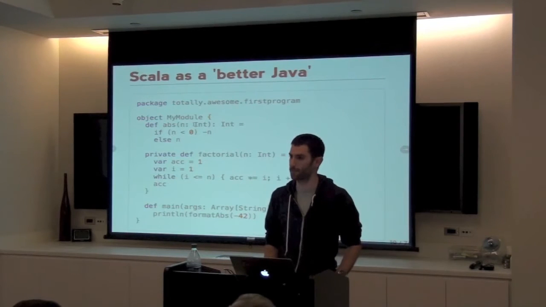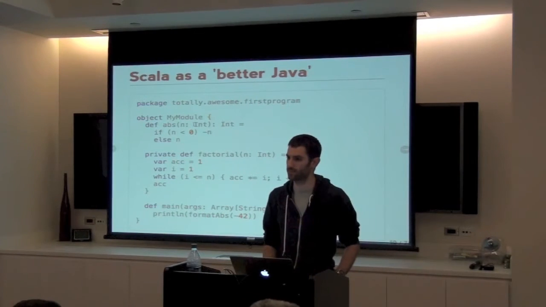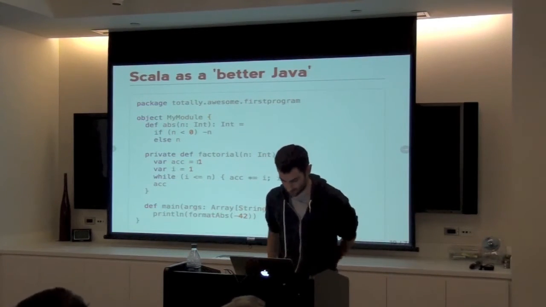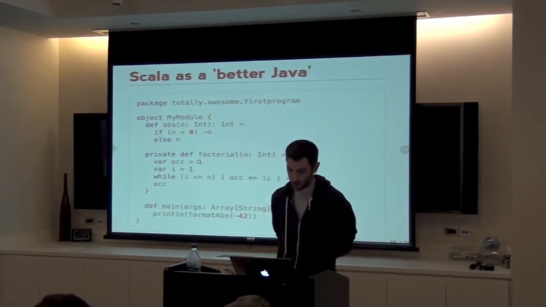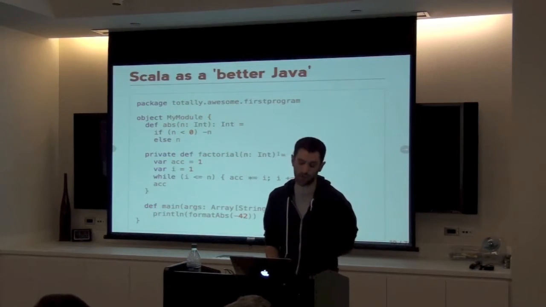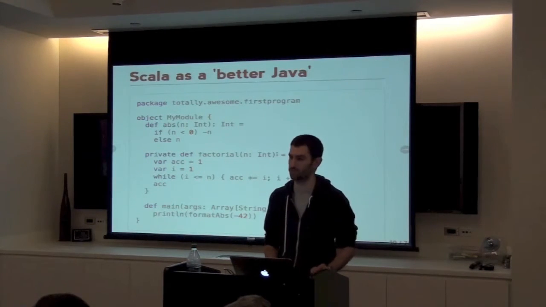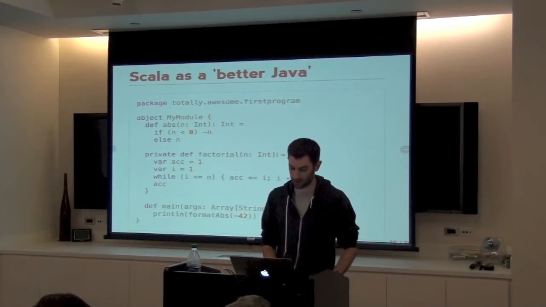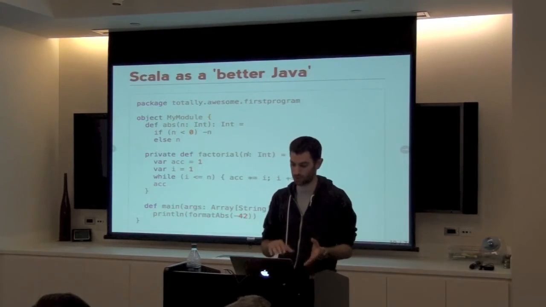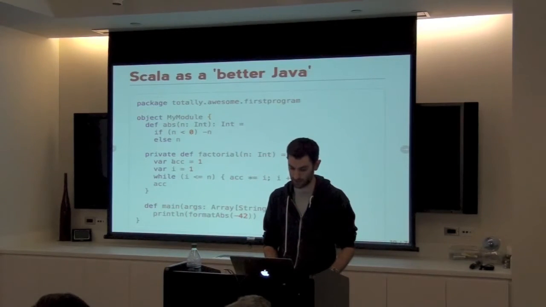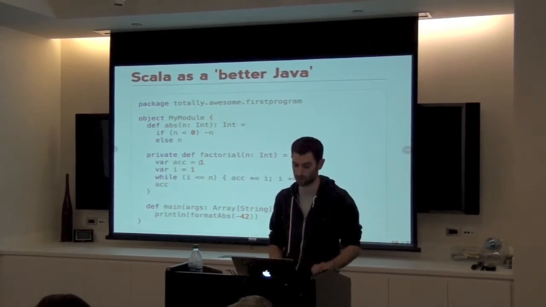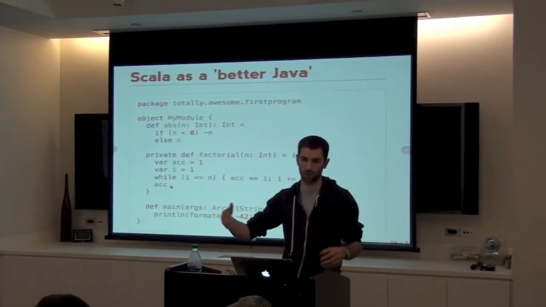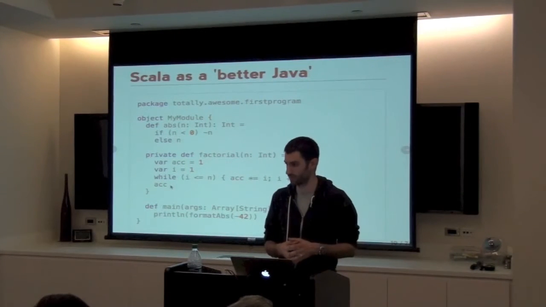Yes? Can you go back to the factorial example? Okay. So it returns Int implicitly? Oh, yes. So this is another thing. We haven't said what the return type of factorial is, right? But Scala knows what the input type is, knows it's an integer, and it knows that acc is an integer because I declared it by setting it equal to 1 up here. So based on that, it can infer the return type of the function.